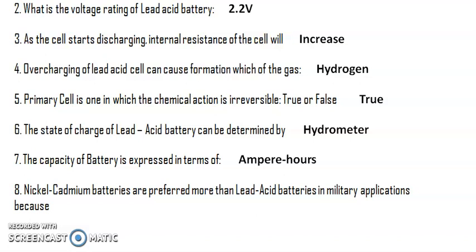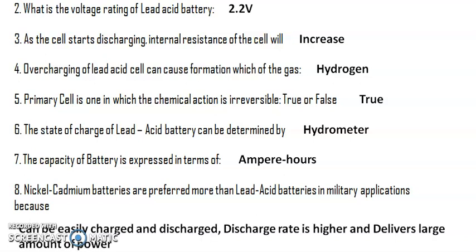Why are nickel cadmium batteries preferred more than lead acid batteries in military applications? The reasons are: it can be easily charged and discharged. The discharge rate is higher than the charging rate and it delivers a large amount of power.